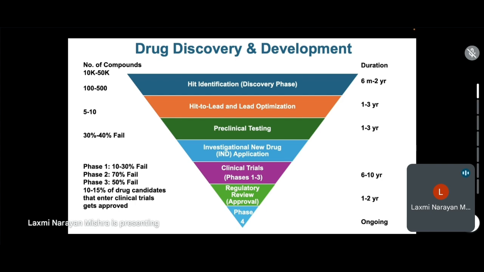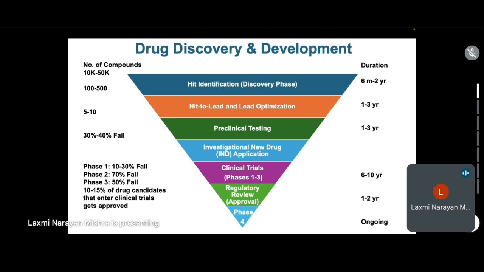As I mentioned, there is a large compound library containing 10,000 to 50,000 compounds that can be screened for potential hits. And these libraries can be of several types, for example, synthetic chemicals, natural products, or fragment libraries.